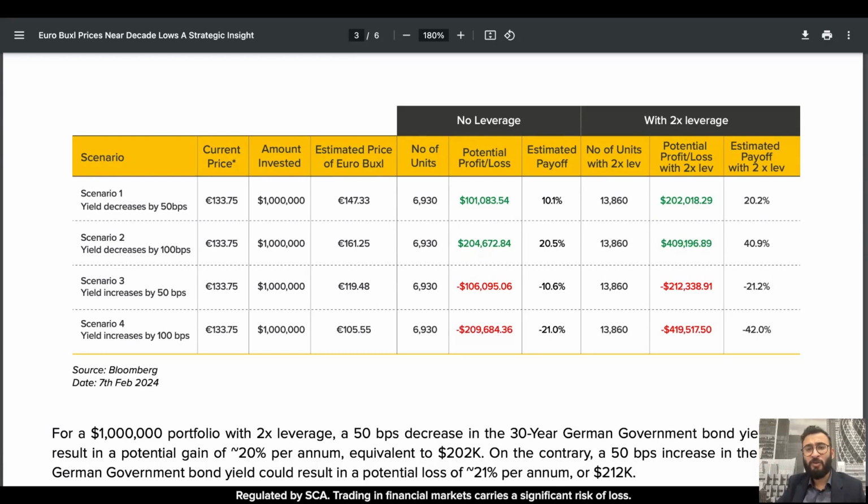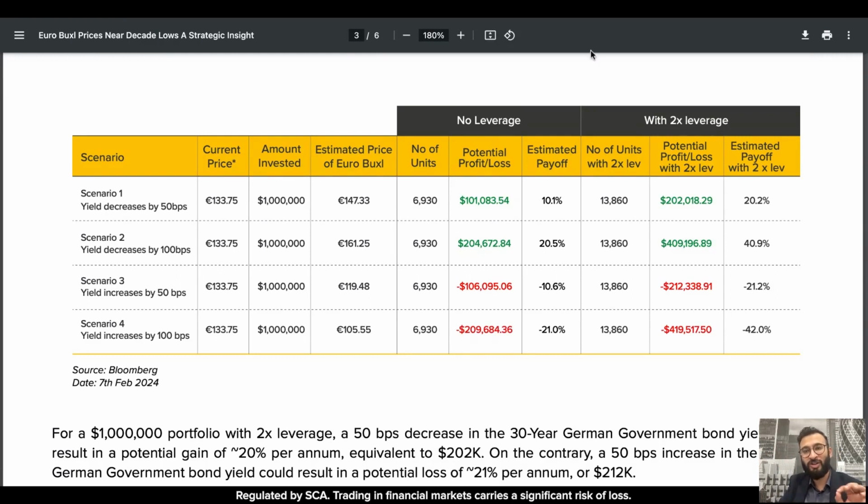Just to give you the scenario over here, you can make changes yourself. This was done for $1 million, for example. If you have invested $1 million and purchased at a price of 130 euros, the number of units you will purchase is around 6,900. If the price goes up by 10%, potential profit is $100,000. If the interest rates come down by 1%, an increase of 20% is expected. If the rates go up by 50 basis points, you are going to lose that much amount of money.